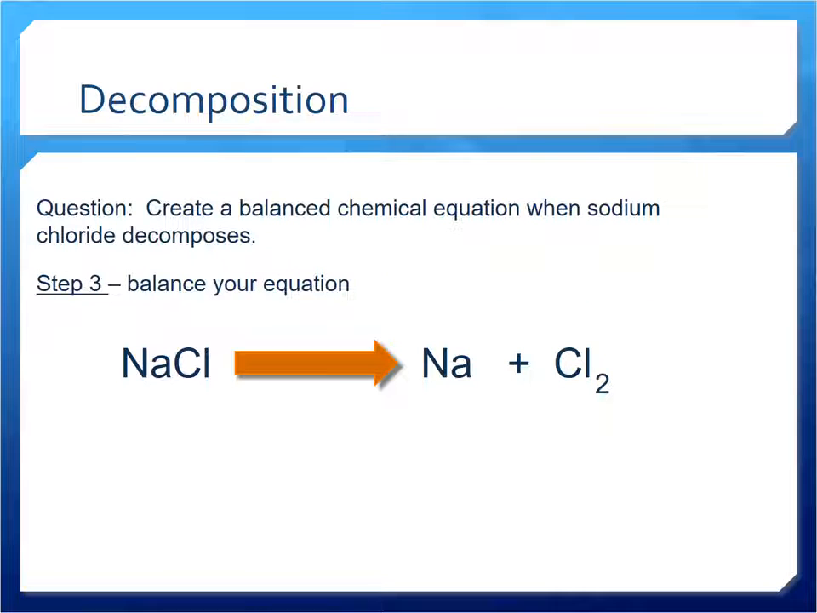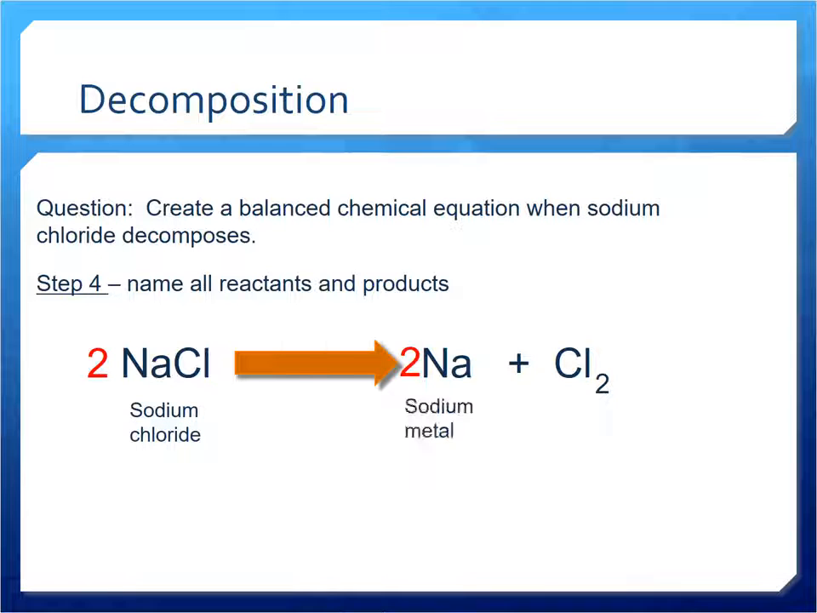Step 3, we'll balance our equation, and we have two chlorines on this side and only one on the left side, so we'll put a 2 in front, and then that gives us two sodiums on the left, and now we have 2 on the right. And lastly, we'll name everything: sodium chloride, sodium metal, and chlorine gas.